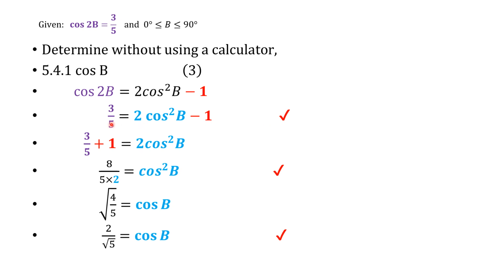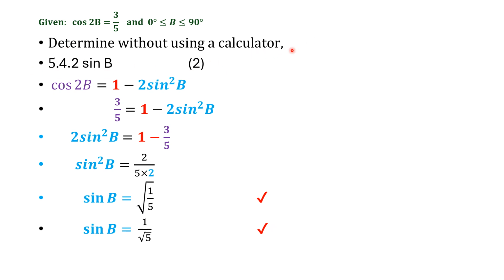So 1 mark there for my expansion and putting in the value 3 over 5, 1 mark for simplifying cos squared b, and the last mark for getting cos b. So we know now cos b equals 2 over square root 5. We basically tested whether you understand how to expand using the double angle. The same will apply for sin b. So let's look at the next one.